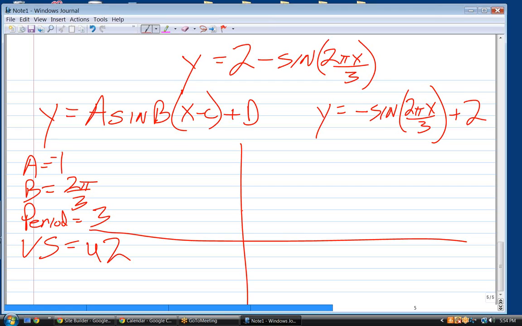Notice if I go up by 2 first and then reflect, it looks like that. But if I reflect first and then go up by 2, it's going to end up above the x-axis. So it matters which you do first. So my reflection causes it to look like that.